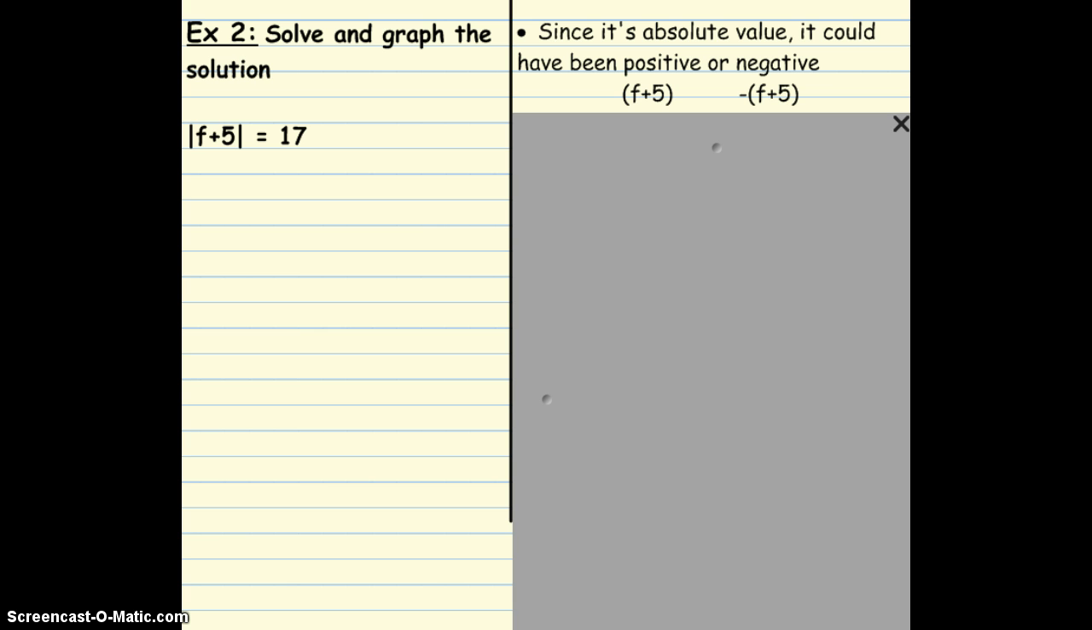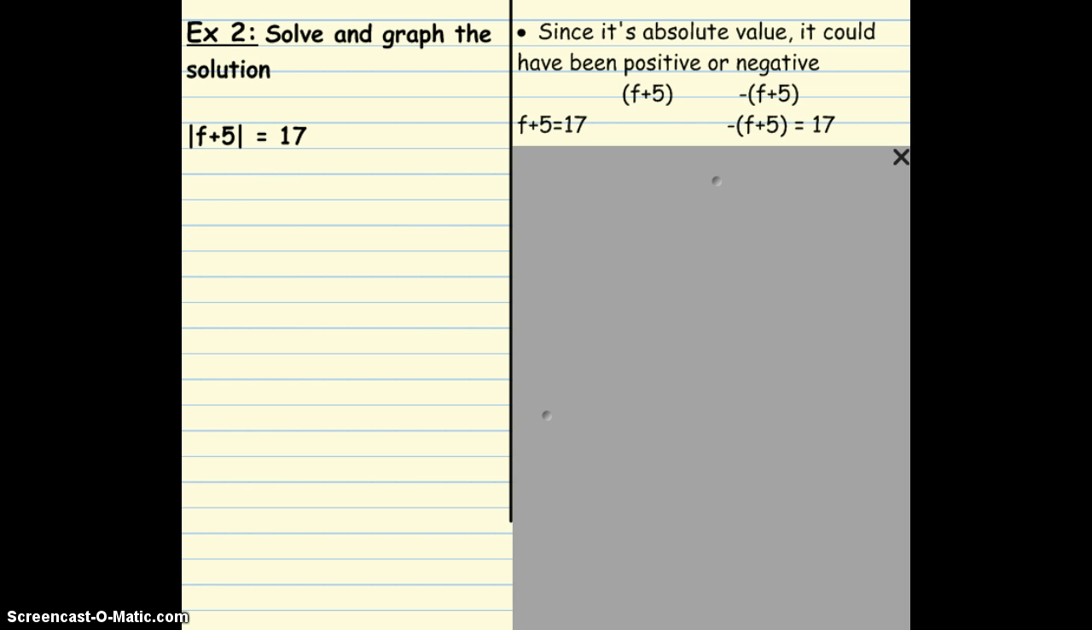Alright, so moving on to example 2, we're going to solve and graph the solution to the absolute value of f plus 5 equals 17. Alright, since we have an absolute value, the inside can either be positive or negative. So we could have the positive f plus 5, or we could have the negative of f plus 5. So it's a positive or the negative of what is inside those absolute value signs.